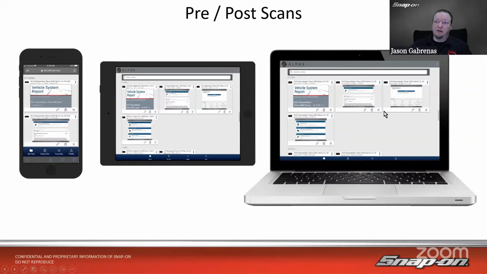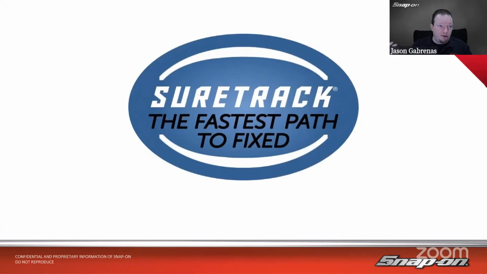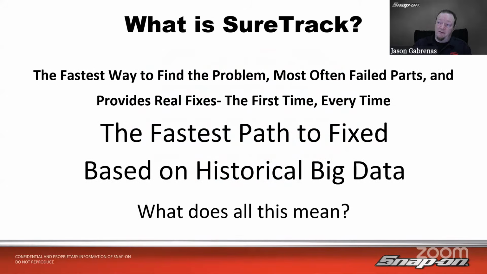So lots of capabilities with that, allowing you to upload to that Snap-on Cloud service. Next thing we're going to talk about is SureTrack. SureTrack is our experience-based database that allows you to see the fastest way to find a problem, most often failed parts, and it provides real fixes the first time, every time. It is the fastest path to fix and is based on historical big data.